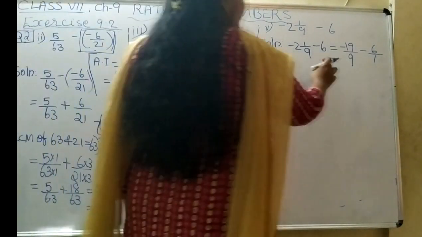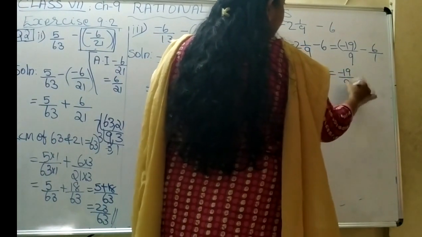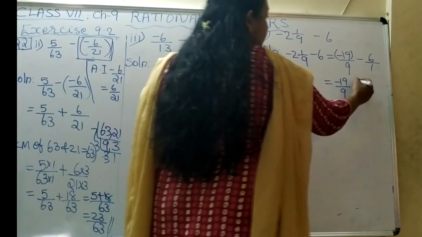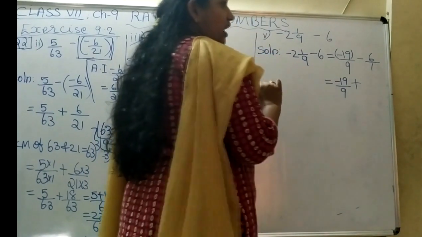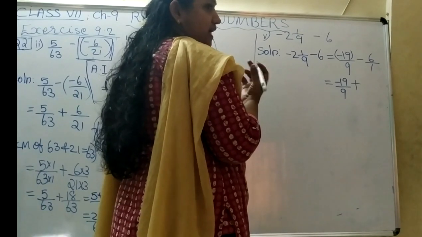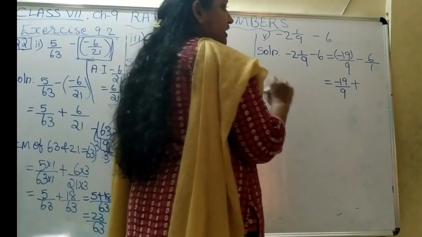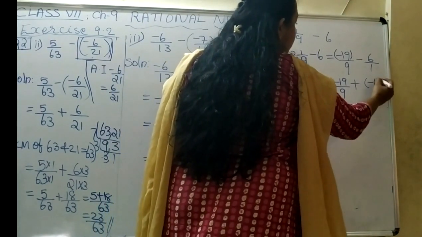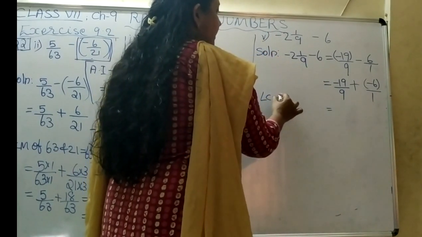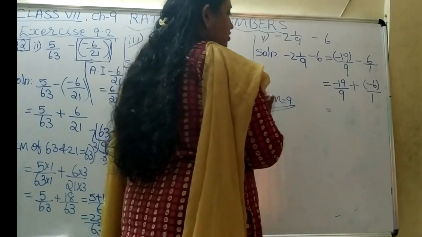Here subtraction of rational numbers is written. That means minus 19 upon 9 has no change. It will be written as it is. Subtraction means addition by taking the additive inverse of the second number, or changing the sign of the second number. Here the second rational number is 6 upon 1. So to change the sign it will become minus 6 upon 1. The LCM of 9 and 1 is 9. So we can make the denominator equal to the LCM.